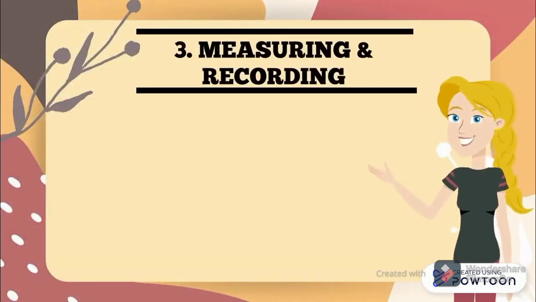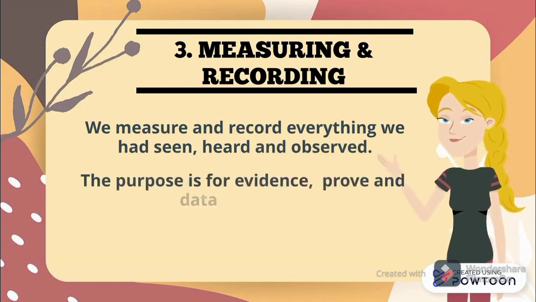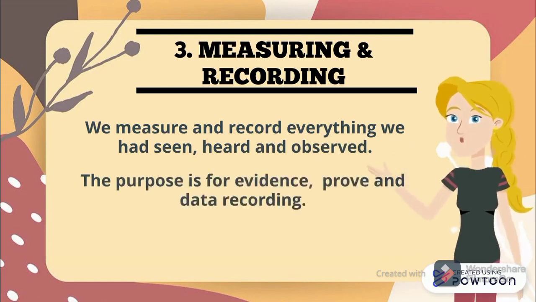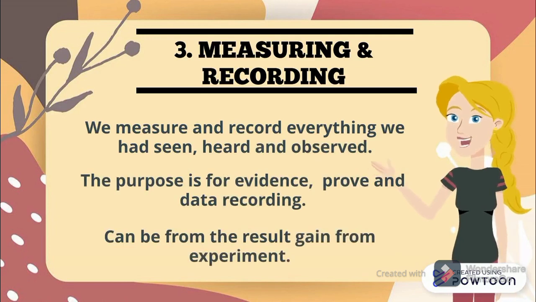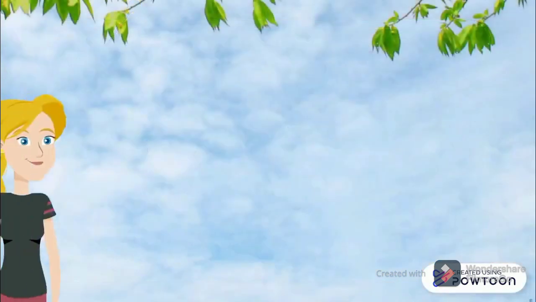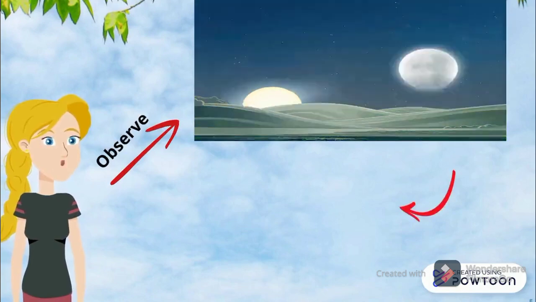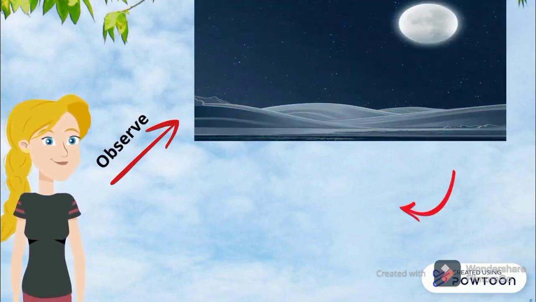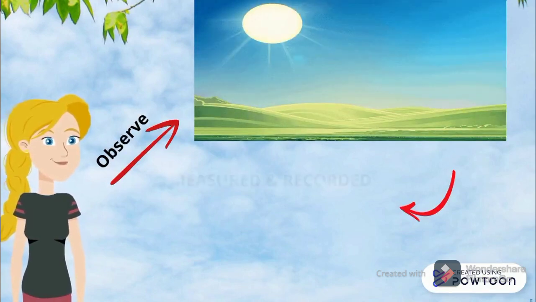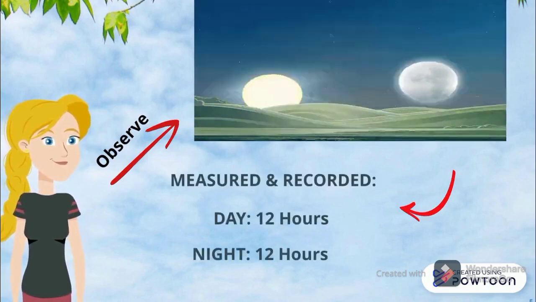Third, measuring and recording. We measure and record everything we have seen, heard, and observed. The purpose of measuring and recording is for evidence, proof, and data recording. It can be done from the results gained from experiments. For example, when we observe the transition of day and night, we measure and record that the day has 12 hours and the night also has 12 hours.